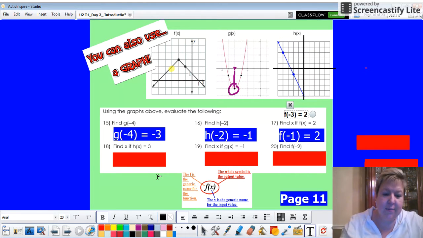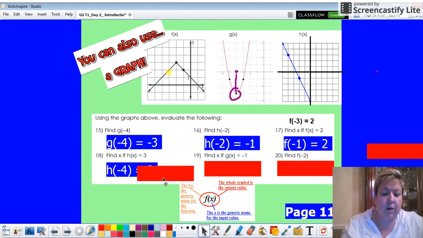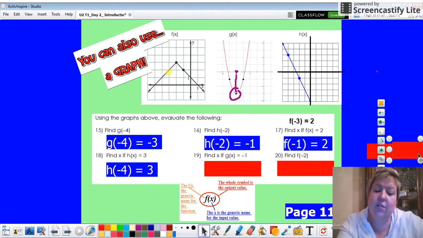For number 18, find x if h of x is equal to 3. So again, I come over here. When is my output 3? It's when our input is at -4. So h of -4 is equal to -3.